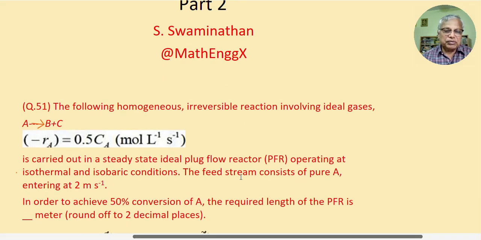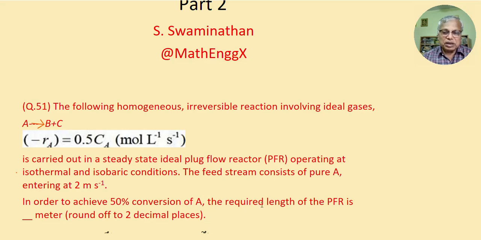Well, this question is question number 51. The following homogeneous irreversible reaction involving ideal gases, A gives B plus C, the rate expression is given. We can see from this the rate expression is first order. It is carried out in a steady state ideal plug flow reactor (PFR) operating at isothermal and isobaric conditions, because it's a gas, isobaric means constant pressure. The feed stream consists of pure A entering at 2 meters per second. In order to achieve 50% conversion of A, the required length of PFR is how much? Length of the PFR is asked.